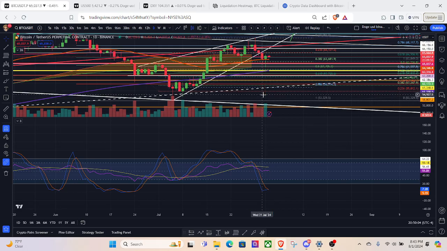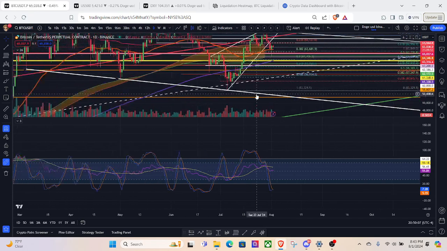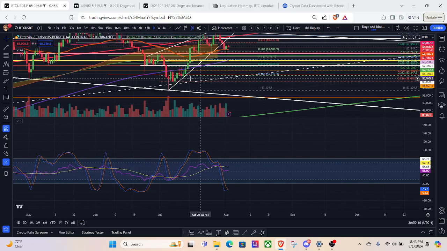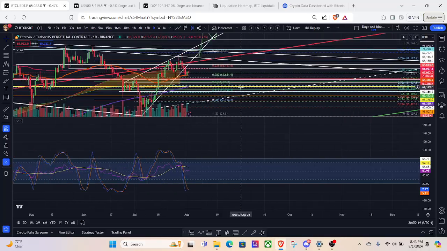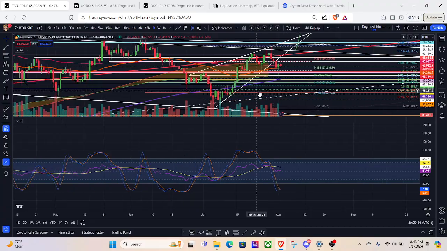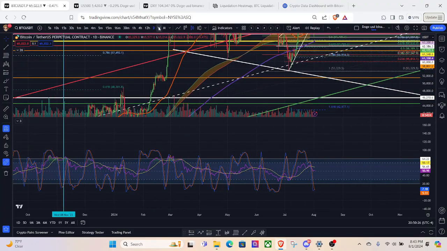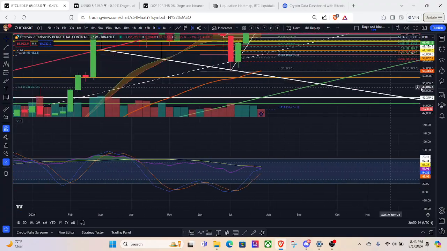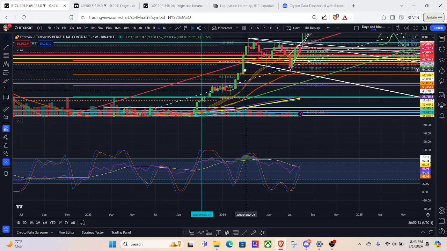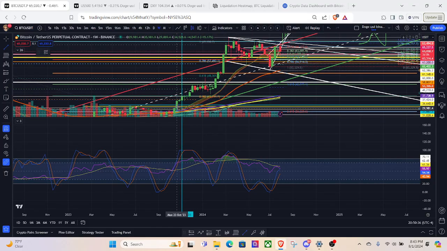I think it would be pretty natural if the price was to come down even lower again to test the bottom of this channel. Some people are in agreement with me, some people are not. But if you zoom out and we go on the weekly, this entire structure here is in essence a massive bull flag.